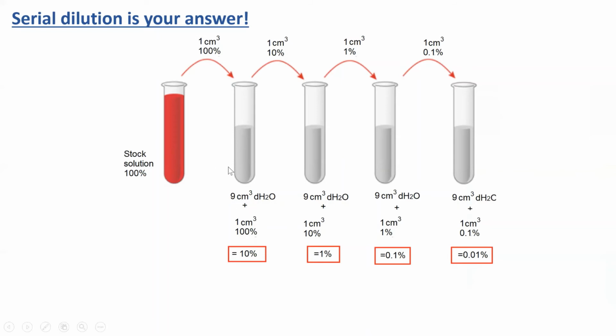For example, first of all, you need to prepare some clean test tubes. Fill them up with 9 cm³ of distilled water first. Then you get your stock solution, and for example, you get 1 cm³ of the stock solution, and transfer it to one of the test tubes. Then you will make 10%. After you make the 10%, you extract 1 cm³ of the 10% and add it to the second test tube, then you get 1% and so on. If you repeat several times, you can get up to 0.01%, and every time you scale down by 10 times. That's how we do a serial dilution.